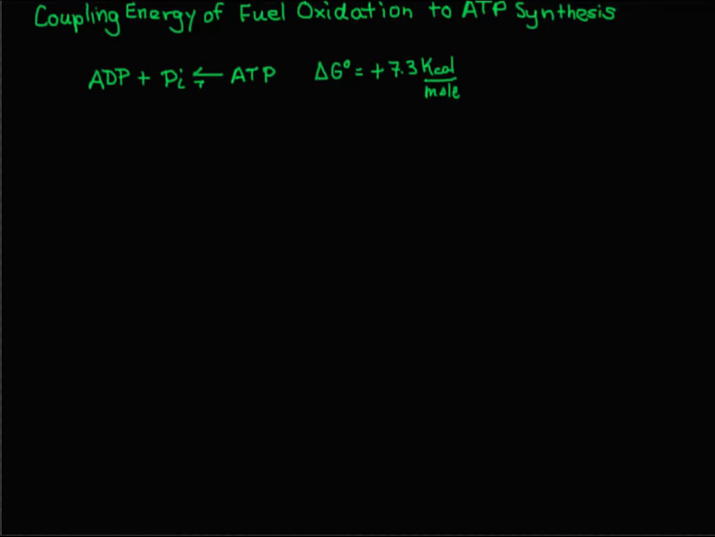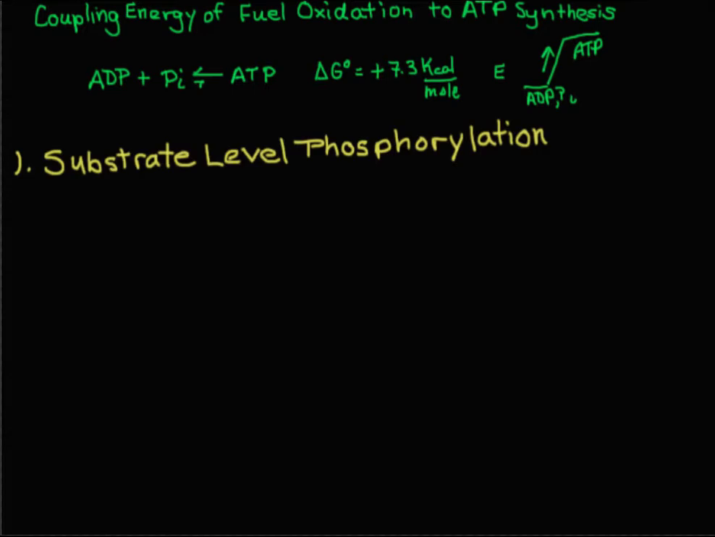To synthesize ATP requires the input of energy. That is, it's an endergonic reaction. And to see what I mean, if you try to synthesize ATP, and this is the energy, the reaction starts out here with ADP and inorganic phosphate, and you need to put in a lot of energy, 7.3 kcal per mole, to synthesize ATP. And in order to do this in our body, the energy of fuel oxidation is coupled to ATP synthesis. And there are two ways that this is done in our body.